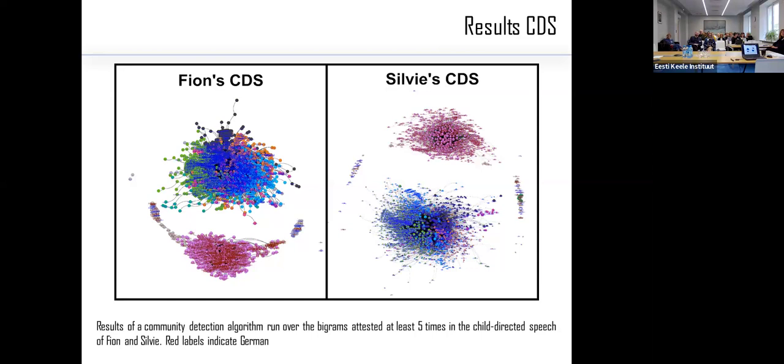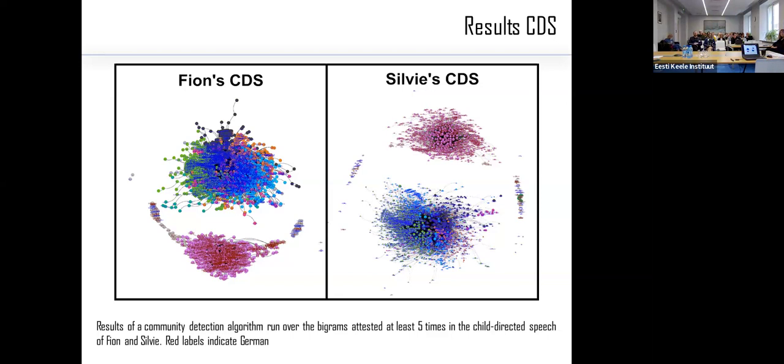It's of course hard to see any patterns in there, as good as we are in pattern detection, but let's still try. So one thing that is very obvious is that we have two very distinct clusters in both cases. That's very easy to explain because we have one big cluster for German and one big cluster for English. That's to be expected because the data that we used were automatically tagged for being either English or German. And in the child-directed speech data, we don't have any code mixing except for a little bit in Fionn's data. And so we have these two big clusters for the individual languages.